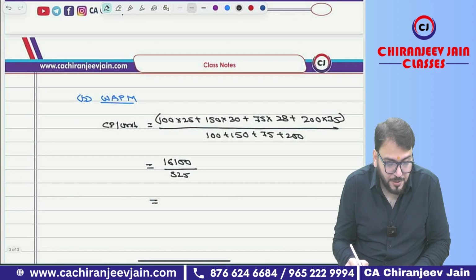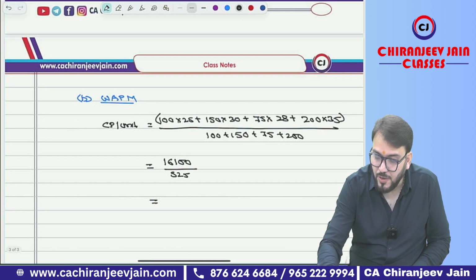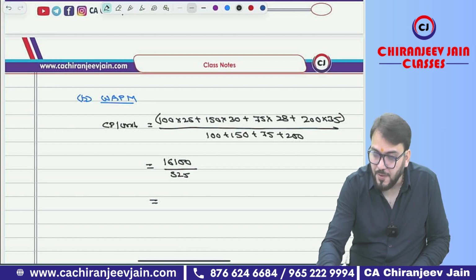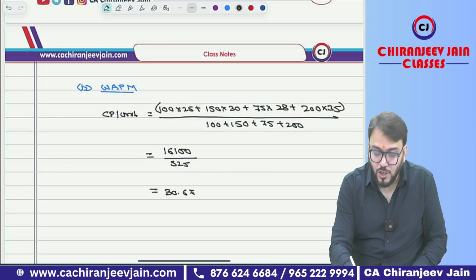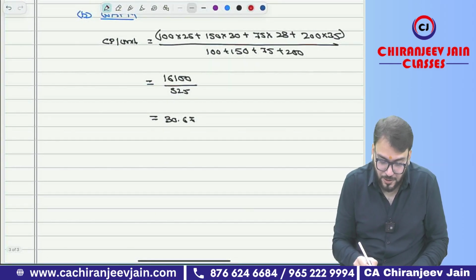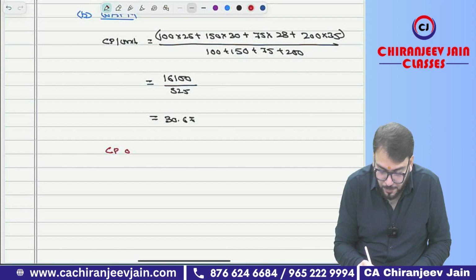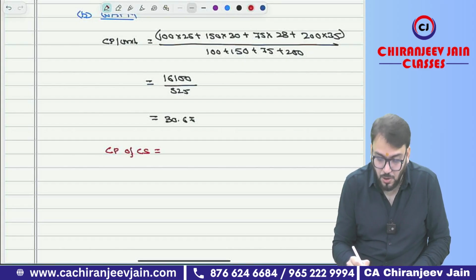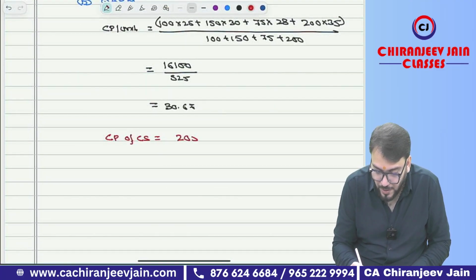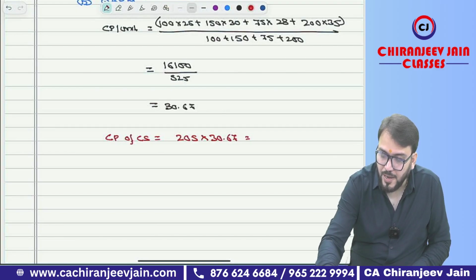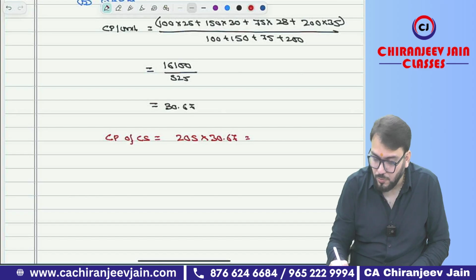What is the cost price per unit? That is 16,100 divided by 525. It is 30.67. So 30.67 is what? Cost price per unit. Now you can find out the cost price of closing stock. So how many units are left? That is 205. So we'll do 205 into 30.67. So 205 into 30.67 is equal to what?